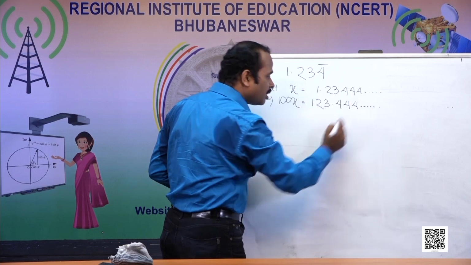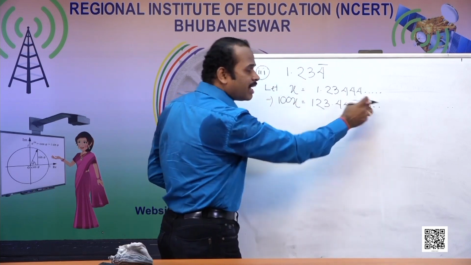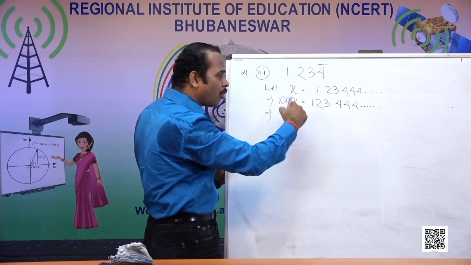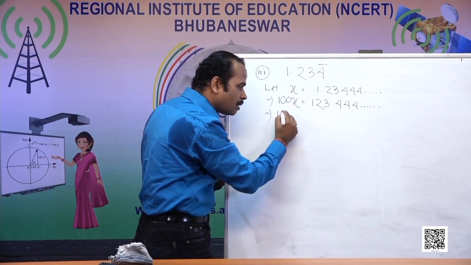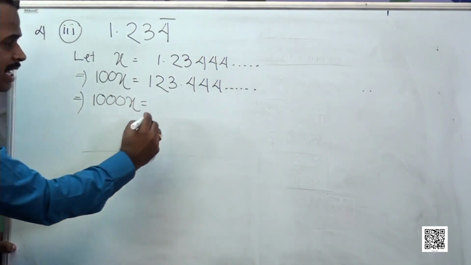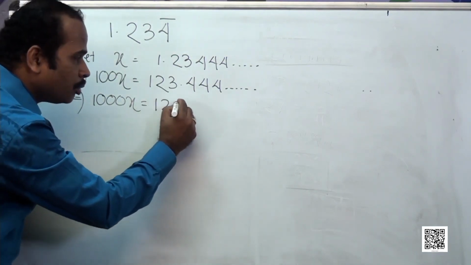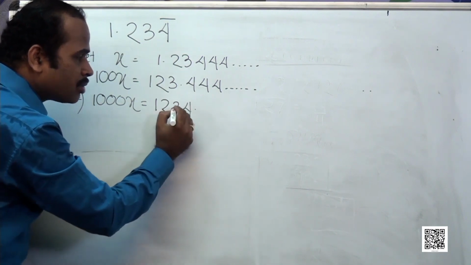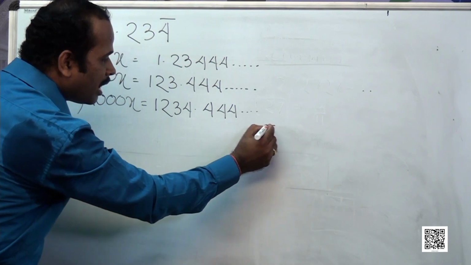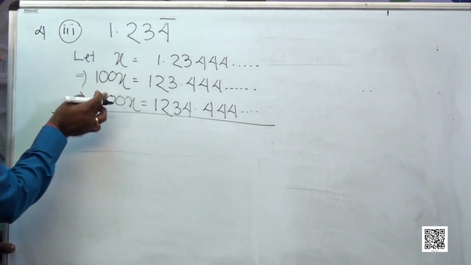123.444 and so on. Now this 4 is repeated every time. This single digit 4 is repeated. So to bring this 4 to this side, I have to multiply more 10 to this 100x. So this will become now 1000x. And 1000x equal to how much? 1000x will become 1234.444 and so on. Now I will subtract this 100x from 1000x.